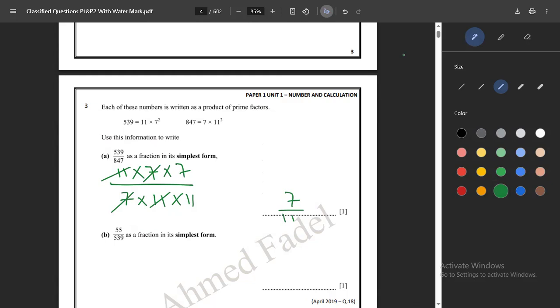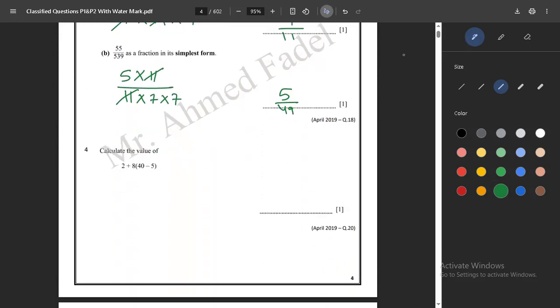All right, the next question says 55 over 539 in the simplest form. Good. Here I need to factorize 55 by myself. Prime factorize it, you're going to find out that it is 5 times 11. But over here I got 539, which is 11 times 7 times 7. From the numerator and the denominator, I got a common factor. Bye. So it is 5 over 7 to the power of 2, which is 5 over 49.